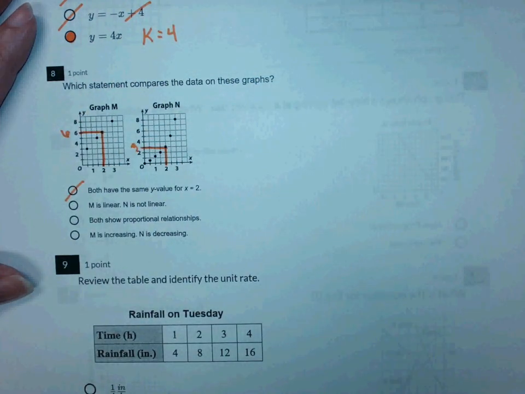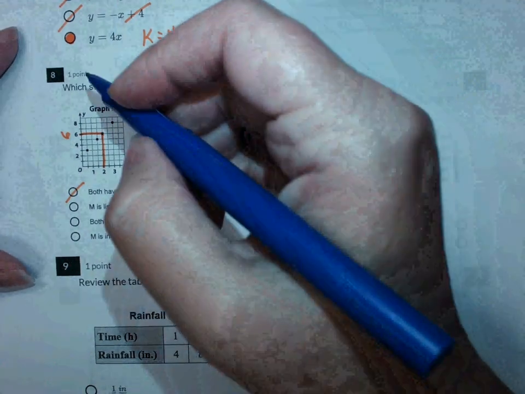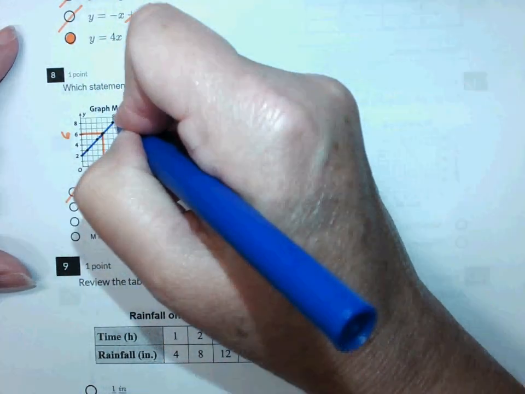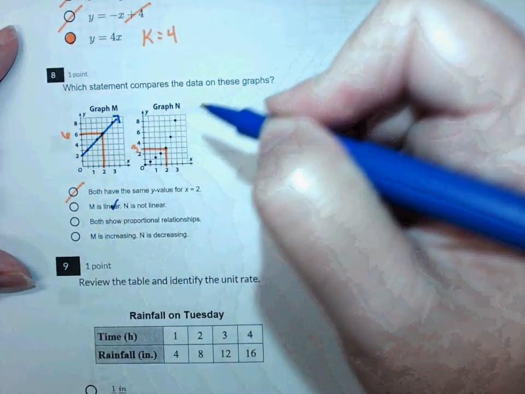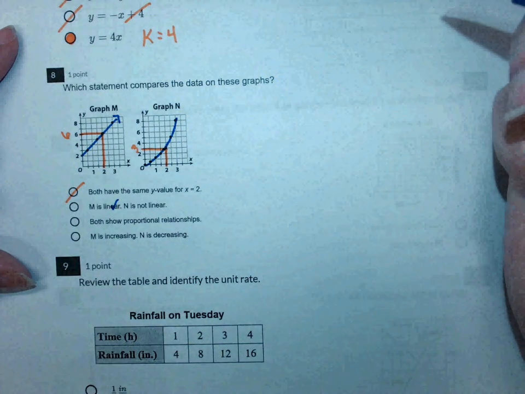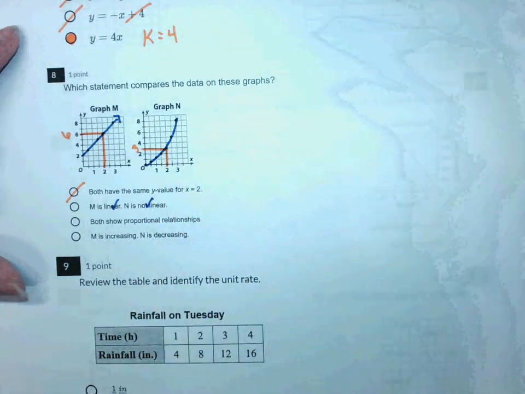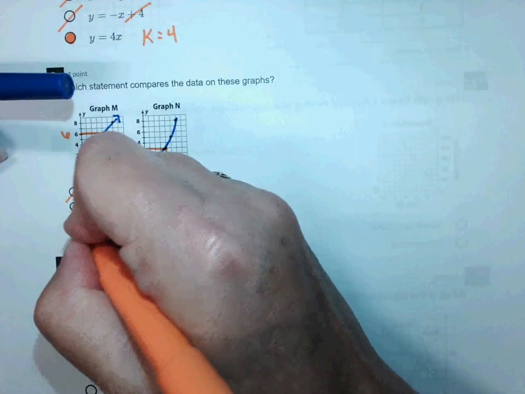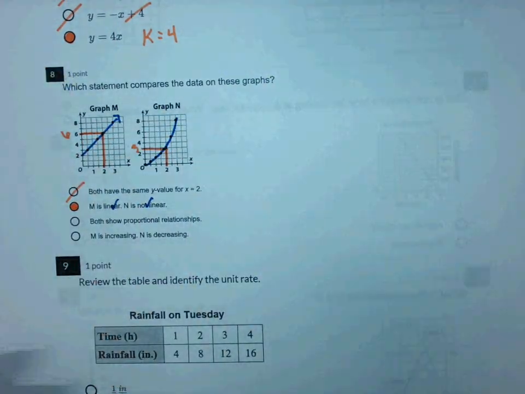Okay. This next one says m is linear, so if you connect these, you'd make a straight line. That's true. And n is nonlinear. That's true as well. Looks like this is my answer, but let's double check.